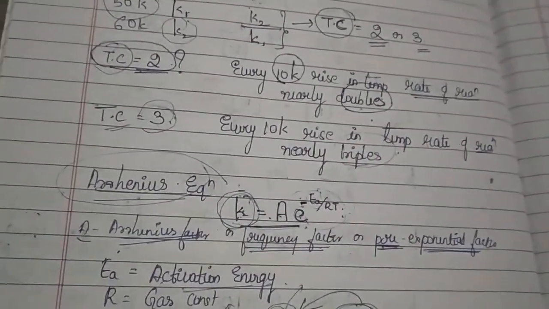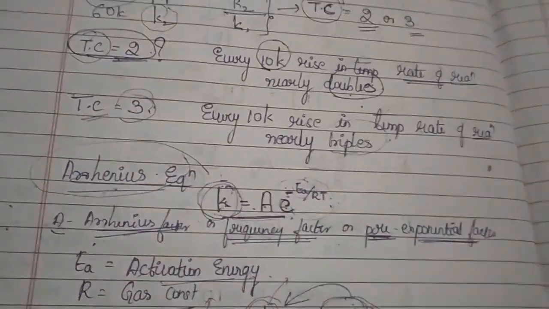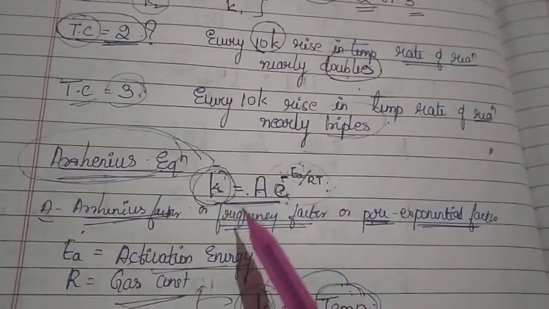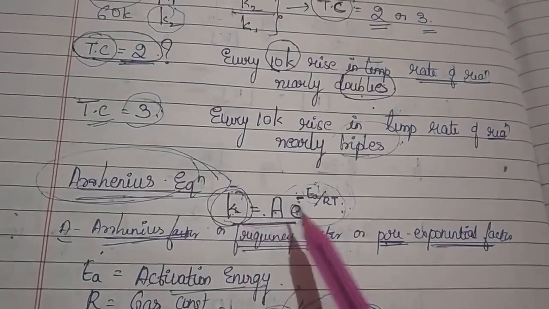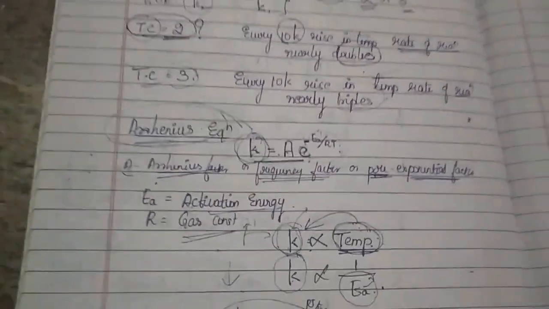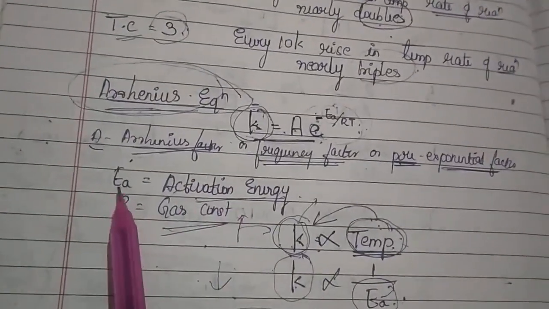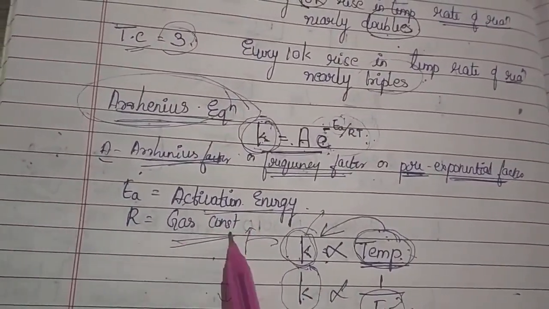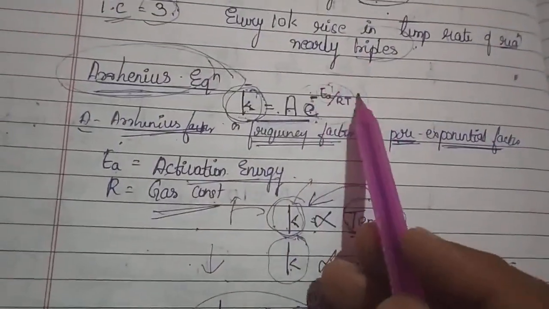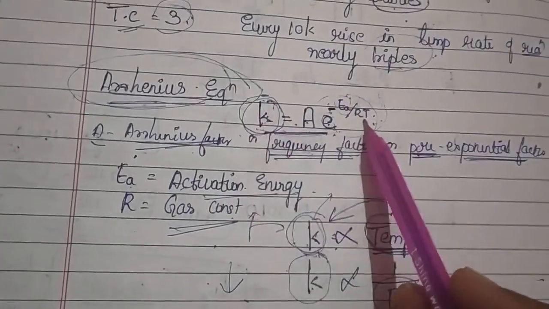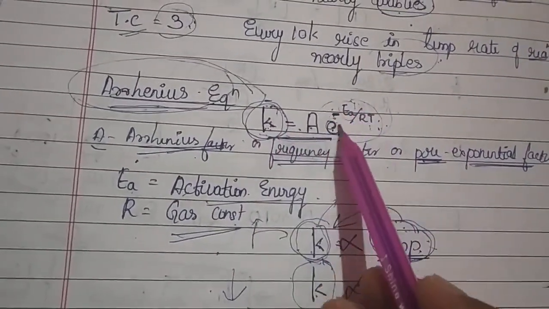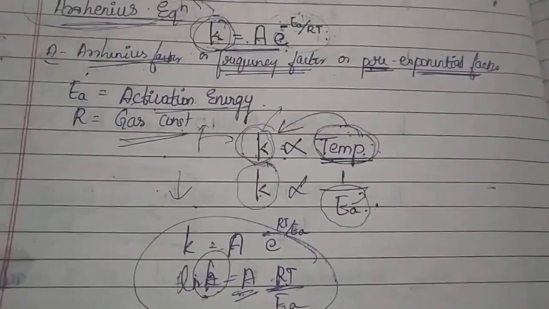When the question arises of how I am relating my rate constant with the temperature, it is given by your Arrhenius equation, which says that K is equal to A into e to the power of minus Ea by RT. Okay. So what does it say? Of course, Ea is your activation energy, R is your gas constant, A is your Arrhenius factor, K is your rate constant. So using this equation, we came to know what? K is directly proportional to T, whereas the rate constant is inversely proportional to your activation energy.